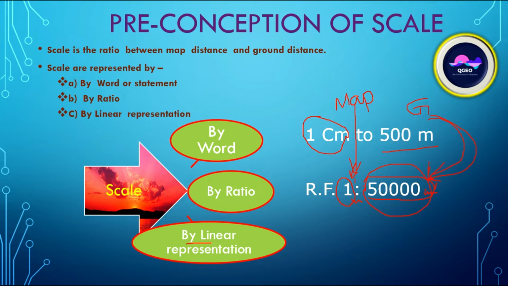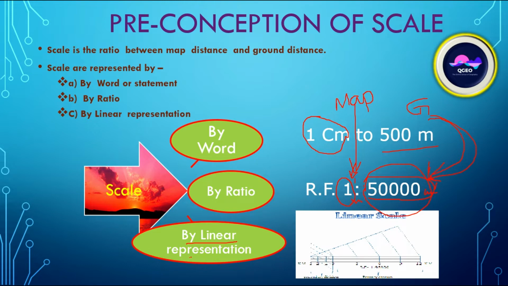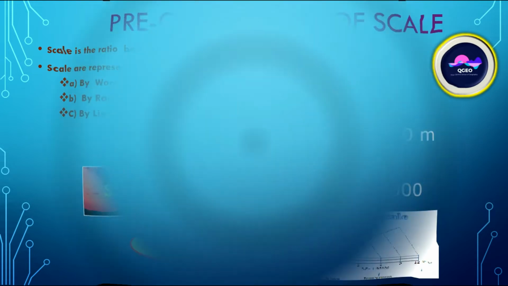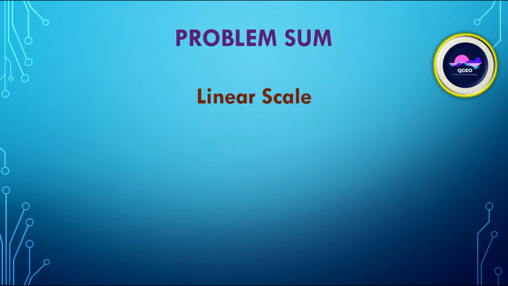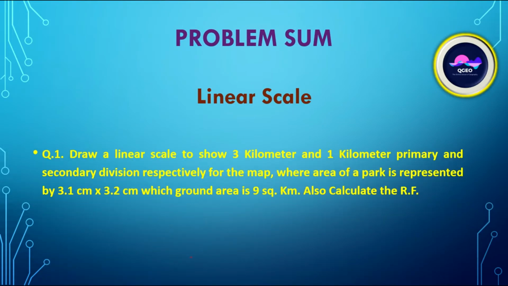And third is by linear representation. You can represent it this way. Now we are going to the direct problem sum. Here is the linear scale.